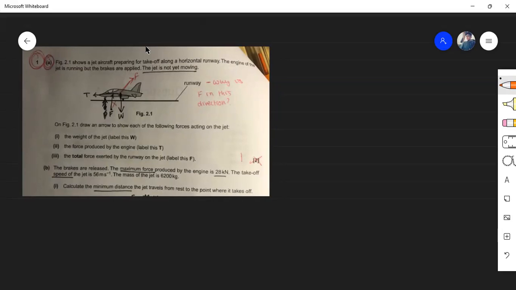But the thing is that the total... now let's come to part 3. Let's suppose that this point is the plane, and I'm just gonna mark every force that you've already marked. So this is the weight, and this is the force that is being generated by the plane itself. You've marked this T. Okay. So these two are the forces that you've already marked.